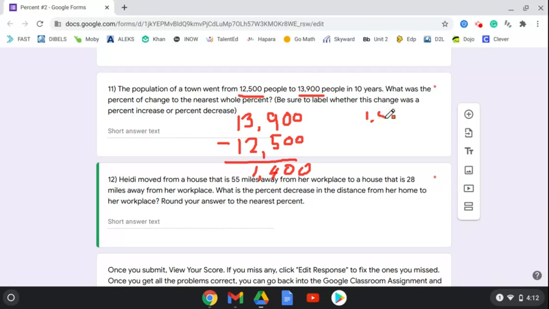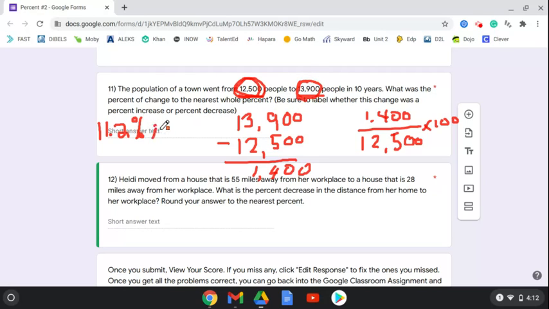So I take my amount of change, 1,400, and I divide by the original amount. The original amount was 12,500. Okay, so amount of change divided by original amount times 100, and that would give me my percentage. So I put that in my calculator, 1,400 divided by 12,500 times 100 equals 11.2. Now, is this an increase or a decrease? Think about it here. If you go from 12,500 to 13,900, that's an increase, right? So 11.2% increase.